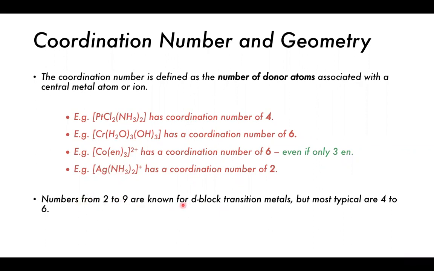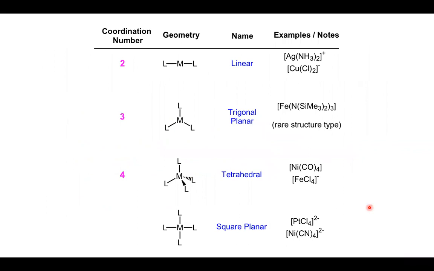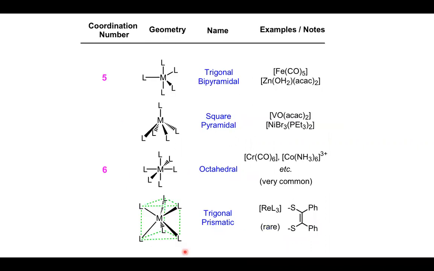Numbers from 2 to 9 are known for d-block transition metals, but most typically it's usually just 4 to 6. So here are some of the common geometries. These are similar to the ones that we'll have seen in earlier VSEPR studies. The geometry here for a coordination number of 2 is linear. Coordination number of 3 is trigonal planar. Coordination number 4 is tetrahedral and square planar. 5 is trigonal bipyramidal. Examples of those: octahedral geometry.